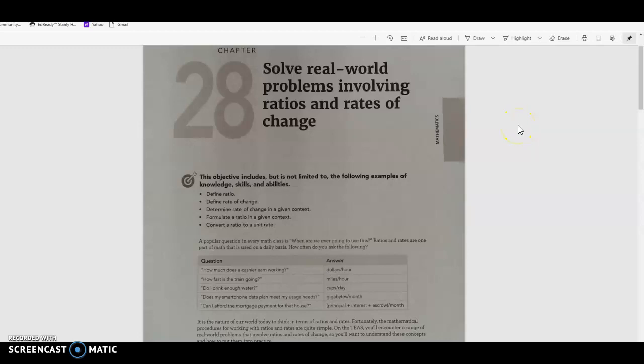In this Chapter 28 video, you're going to solve real-world problems involving ratios and rates of change. The objectives for this chapter are to define ratios, define rate of change, determine rate of change in a given context, formulate a ratio in a given context, and convert a ratio to a unit rate.